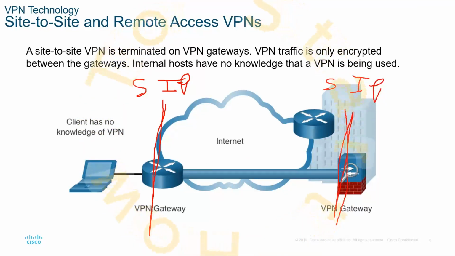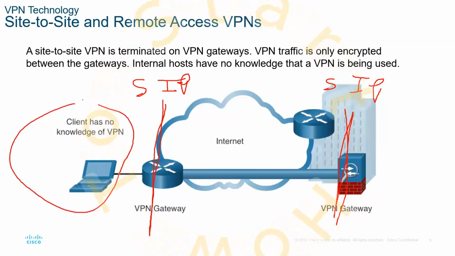Once they connect with one another, they will exchange certain information, and then it will build a tunnel through the internet. The internal hosts will have no knowledge that they're going through a different network. This device will look as if it is part of the local area network, part of the LAN.